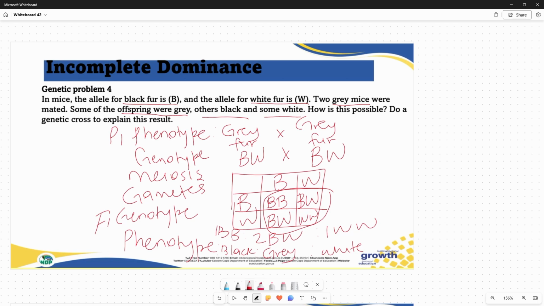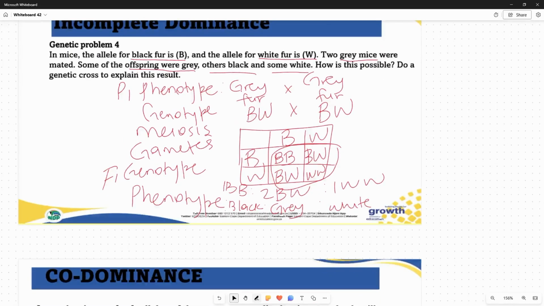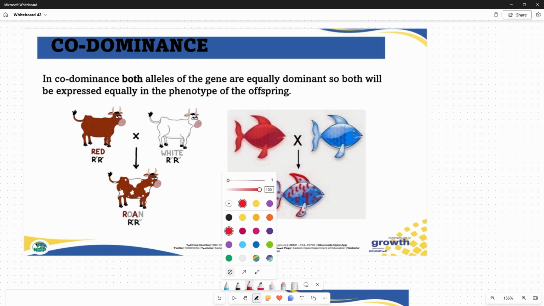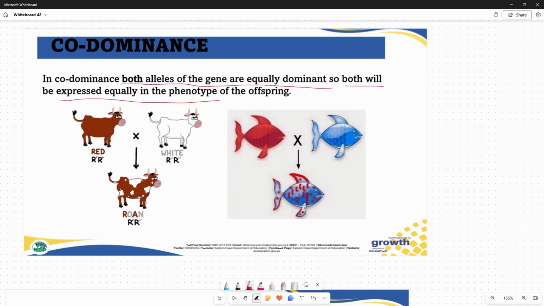Okay, now let us move on to another type of dominance, which is the third one, because we have covered the complete dominance and the incomplete dominance. Now we look at the third and final one, which is co-dominance. Now, what is co-dominance? In co-dominance, both of the alleles of the gene are equally dominant. So remember, a dominant allele will always show in the phenotype. So it means if both of them are dominant, both of them will be expressed equally in the phenotype, because a dominant allele is always expressed in the phenotype of the offspring.